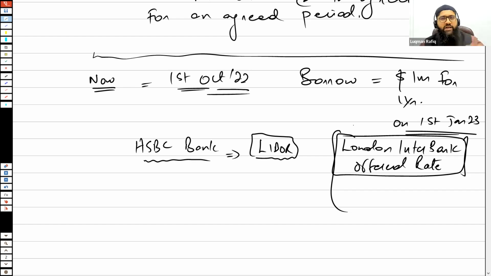So Libor is the London Interbank Offered Rate. It's the rate that is prevalent in the UK. If the banks are borrowing between each other, this is the rate that's usually prevalent. So HSBC says that we are going to be lending the money to you at Libor. If, let's say, on the borrowing date, the Libor is 10%, you would pay us 10%. If the Libor is 12%, you'll pay us 12%. If the Libor is 8%, you'll pay us 8%, and so on and so forth.